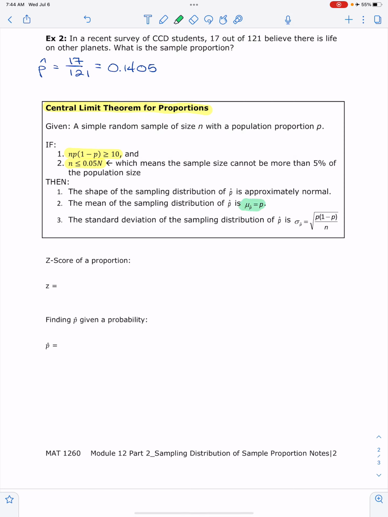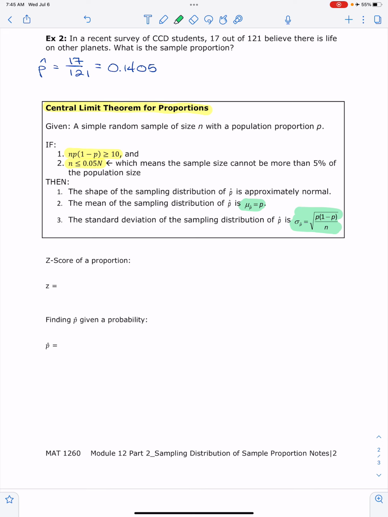So there is our mean of sample proportions. Here is our standard deviation of sample proportions: square root of p times 1 minus p all over n. So proportions are kind of nice. We can figure it out with the population proportion. Don't have to have a standard deviation.